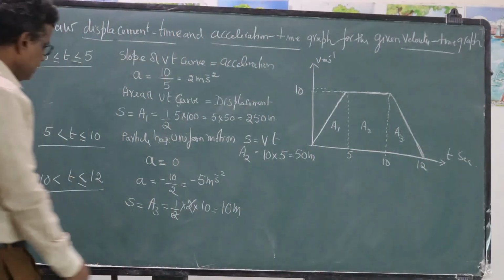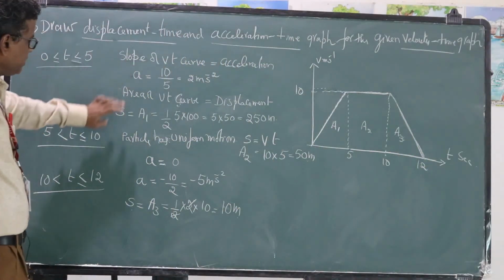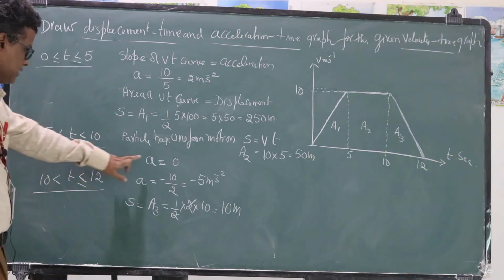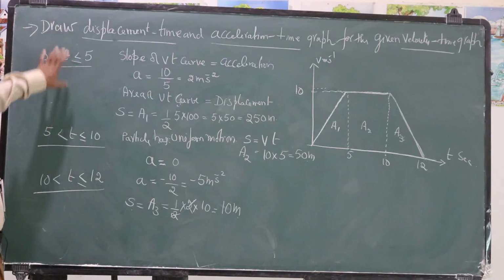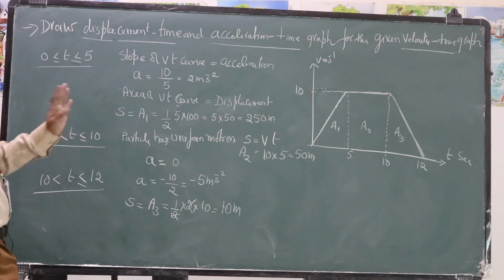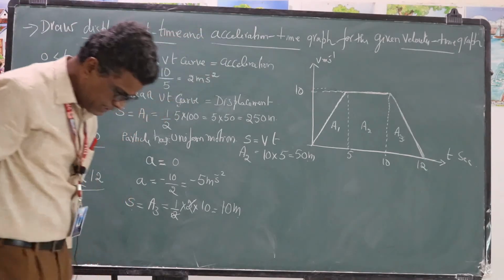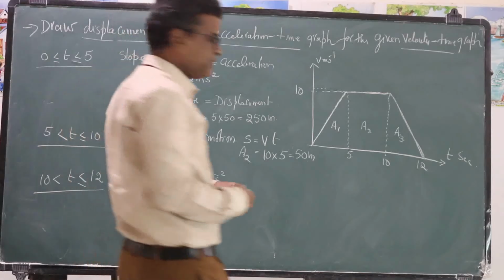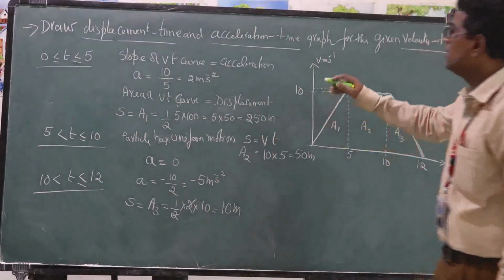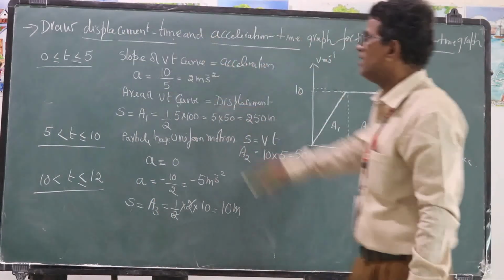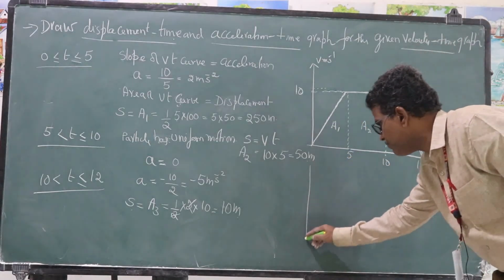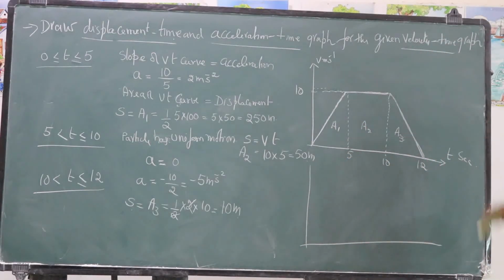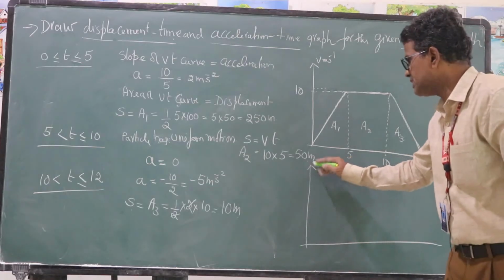So this is the data we have: acceleration and displacement during these intervals. After getting the data, you try to draw the graphs. The first graph is the displacement-time graph. See how I am drawing. Displacement versus time.